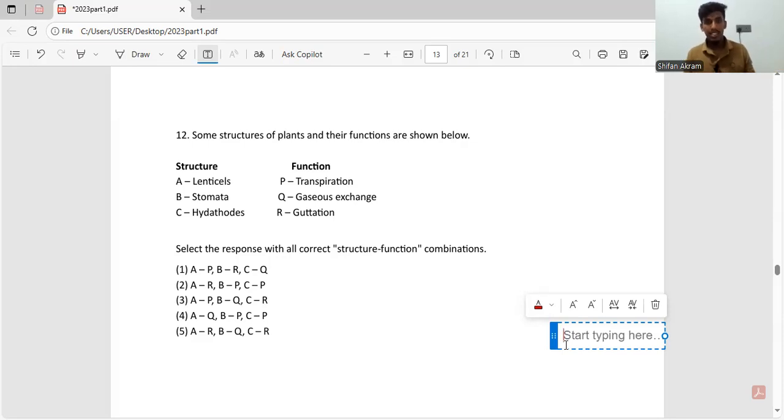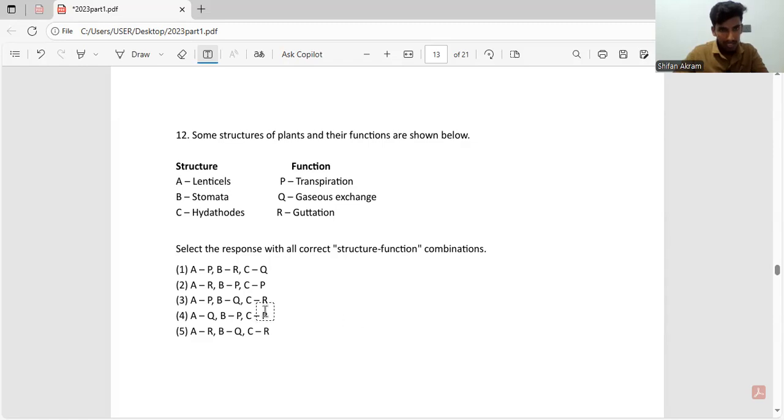Okay, now let's go to the 12th question. Some structures of plants and their function are shown below. This is a very tricky question, because we know both lenticels and stomata carry out gas exchange and transpiration, right? Even though lenticels carry out a very little amount of transpiration and gas exchange, which is 5%, and stomata carry out 95%. But they don't carry out guttation, right? Guttation is only done through the hydathodes. That's something we can be sure of. So we have two answers that go with C and R, which are the third answer and the fifth answer. So it's got to be one of these.